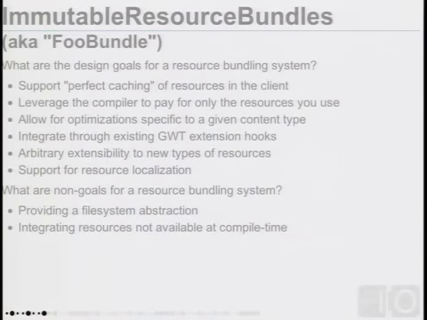So as a particular implementation of resource bundling, we've been building out a system in the GWT incubator, which is a public Google Code project. We're calling it Immutable Resource Bundles, or foo bundle for short, because Immutable Resource Bundle is far too long to pronounce. And the design goals that we want to achieve are listed here. A lot of it just has to do with taking the best practices that we've already established in terms of deploying GWT modules and applying them to resources: we want perfect caching of these resources on the client. Leverage the compiler, use all those optimizations.